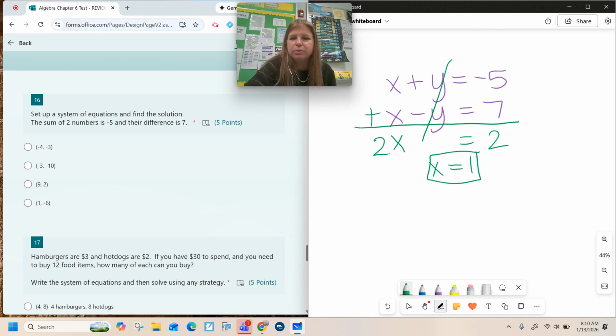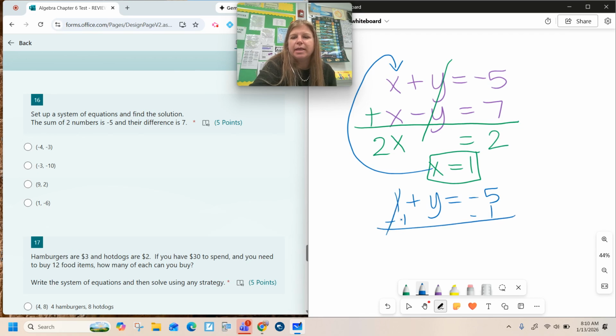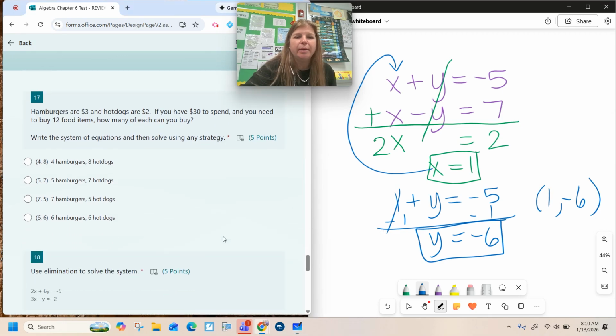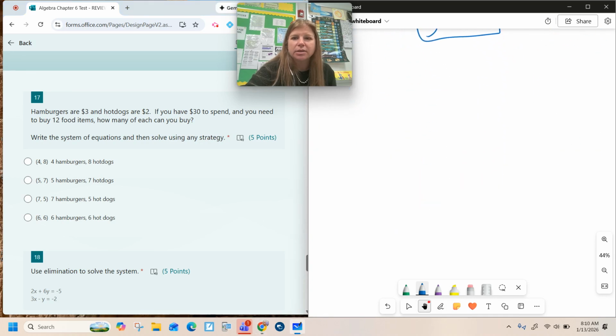And if I know x equals 1, I can substitute that back into either equation. I'm going to use the first one. So then 1 plus y equals negative 5. And if I subtract 1 on both sides, I end up getting y equals negative 6. And so my solution is 1, negative 6. Beautiful.